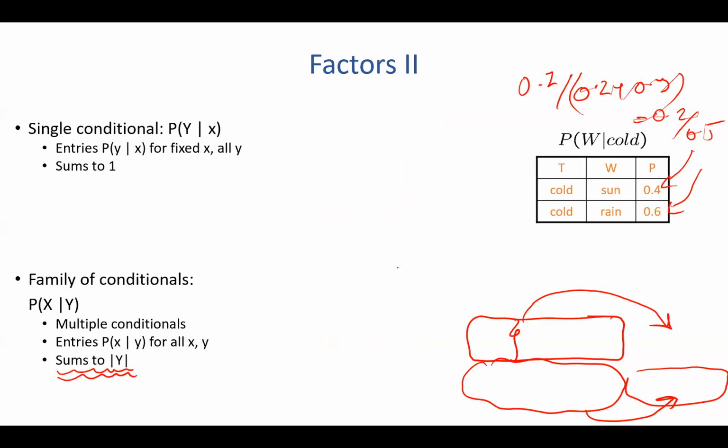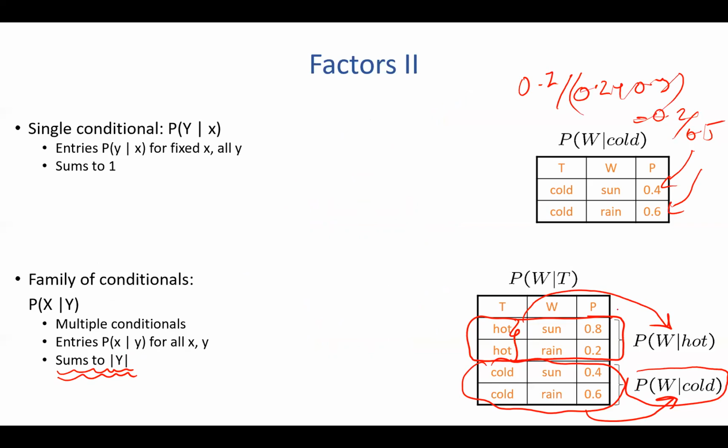Then we can have a family of conditionals, probability of X given Y. That is multiple conditionals, right? That also has to sum up, something like this. So we look at the probability of weather given temperature. And we say that temperature can be hot and cold, and weather can be sunny and rainy. So for each of these, as you see here, probability of something given Y. If you look at temperature hot, the sum of these 2 rows is going to be with respect to probability of weather, sun and rain.